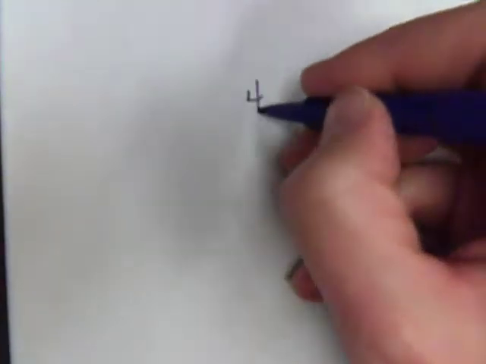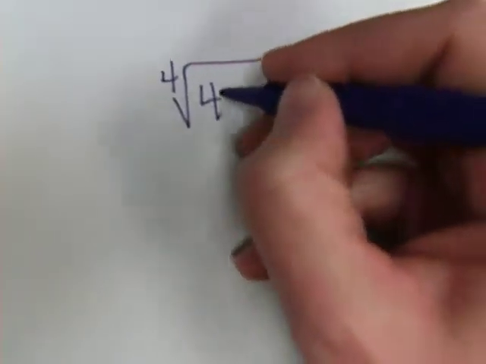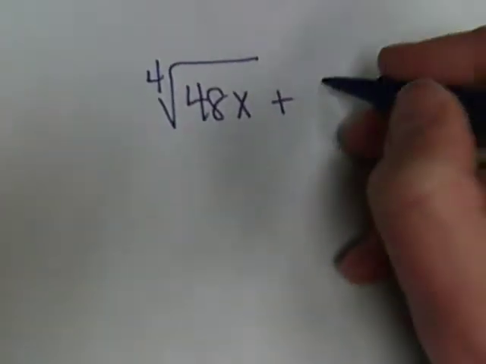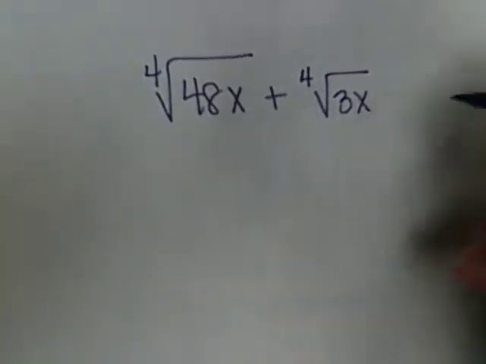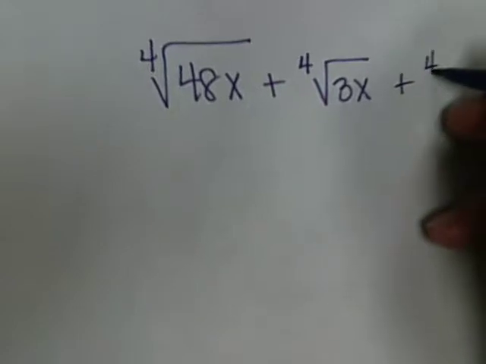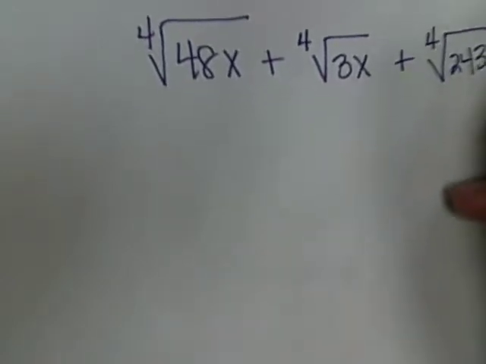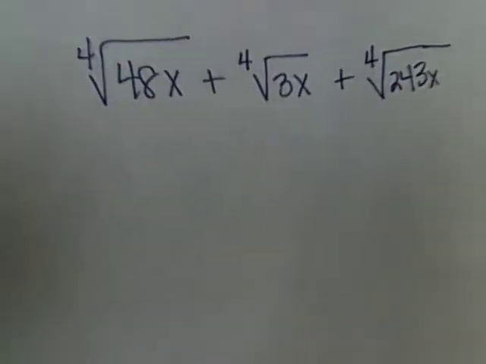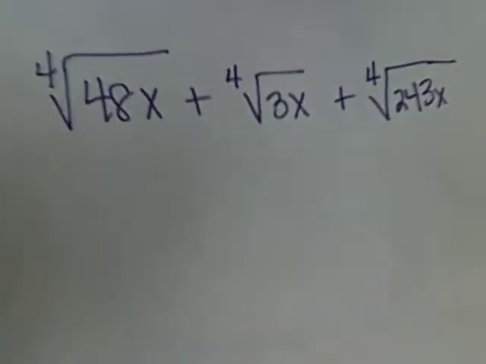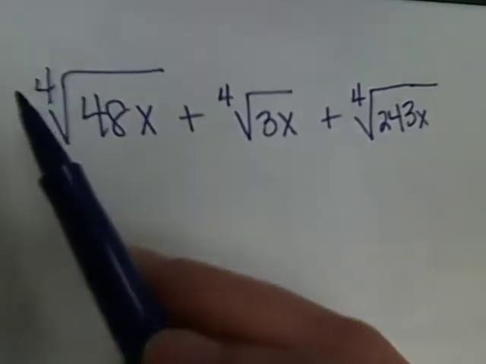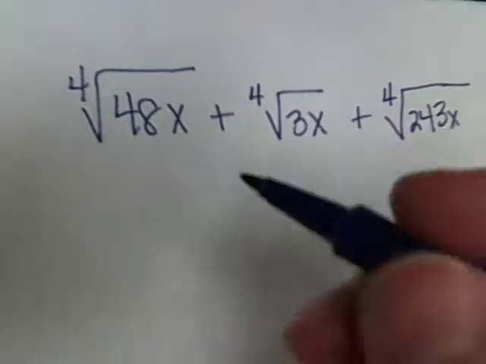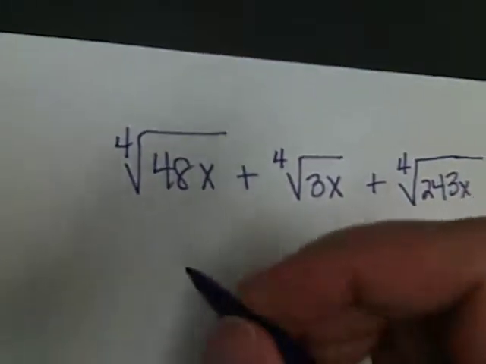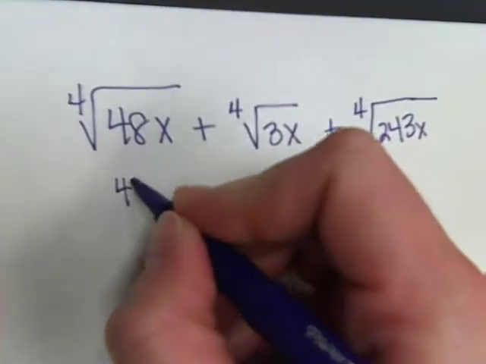Let's see here. Let's go to the 4th root of 48x plus the 4th root of 3x, plus the 4th root of 243x. This is example 4C if you're looking in the book. Okay, so we have like radicals, we have like indexes, but we don't have the same thing inside. So we need to see if we can break this down. We've got 4th roots here. So let's go ahead and try to tree method this.